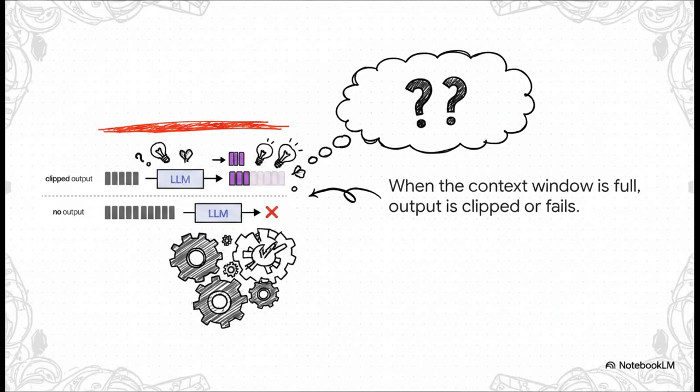So, what happens when that space runs out? That's what we need to understand. When your conversation history hits the absolute maximum limit of that context window, the system physically cannot process anything more. The AI's output just gets abruptly clipped off mid-sentence, or worse, the whole thing just fails to output anything at all. It's like hitting a brick wall.